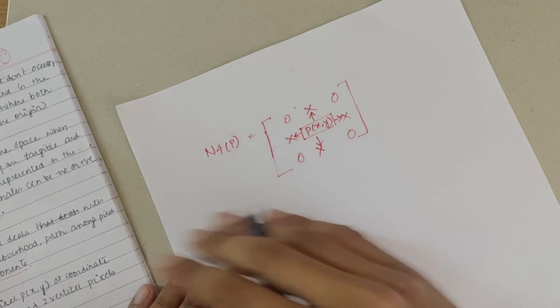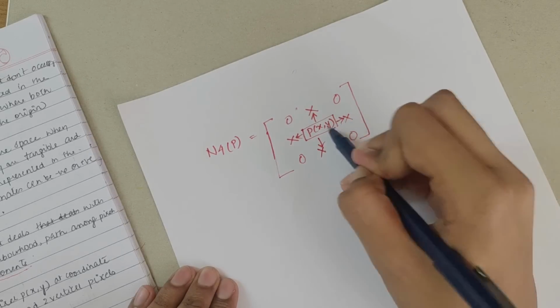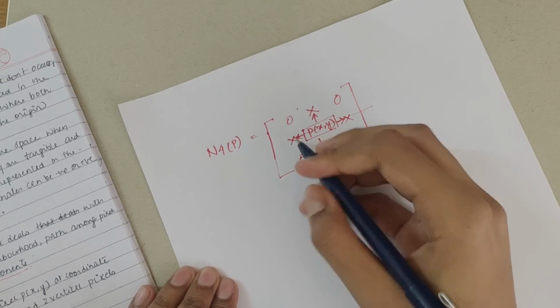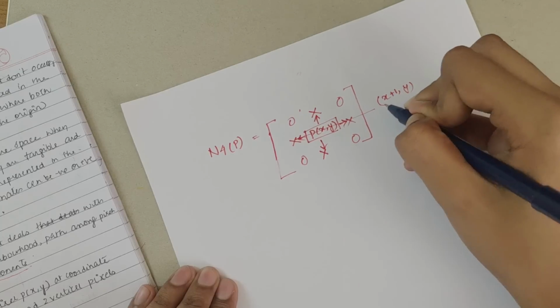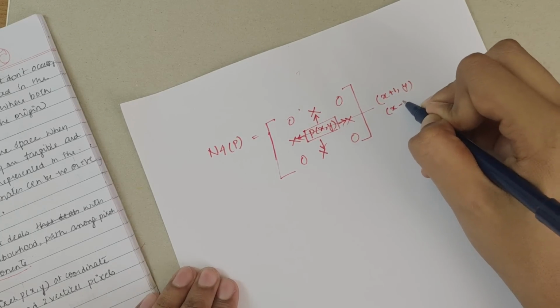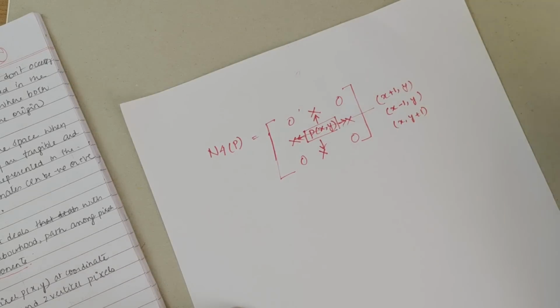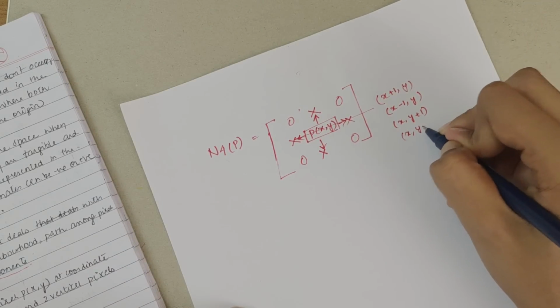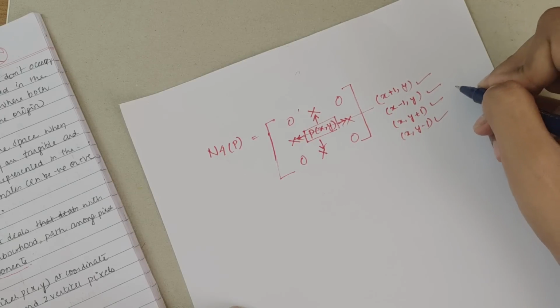So how will you define this set? What will be the combinations? If I consider this as the x-axis and this as the y-axis, it will be (x plus 1, y), followed by (x minus 1, y), then (x, y plus 1), then (x, y minus 1). So basically all these four are your four neighbors.